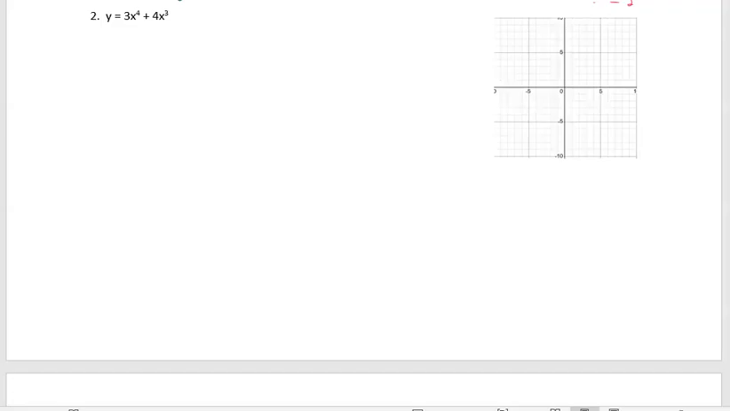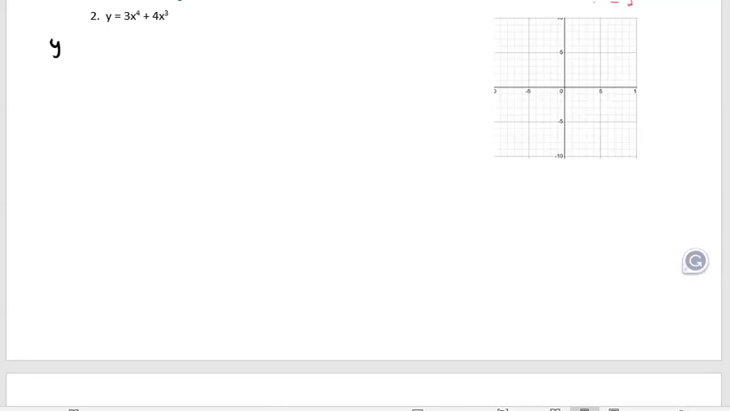Number 2, y equals 3x to the 4th plus 4x to the 3rd. We are trying to draw our graph. So let's look at each piece as we work our way through. First things first, we need our first derivative test. In order to do our first derivative test, we need our first derivative.